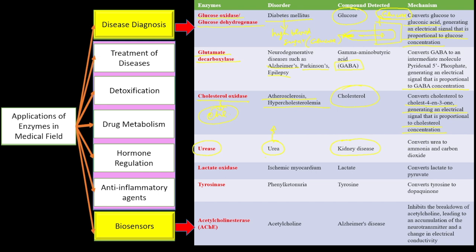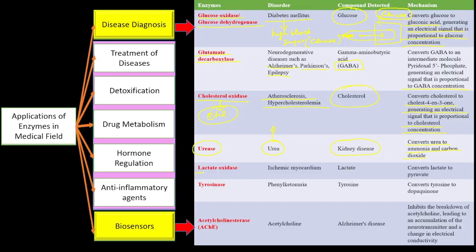And how the urease actually works as the diagnostic marker, or as a molecule to detect urea, is that it converts the urea into ammonia and carbon dioxide, and you can measure the level of ammonia and carbon dioxide, and that's how you can measure the level of urea. Then we have the lactate oxidase.